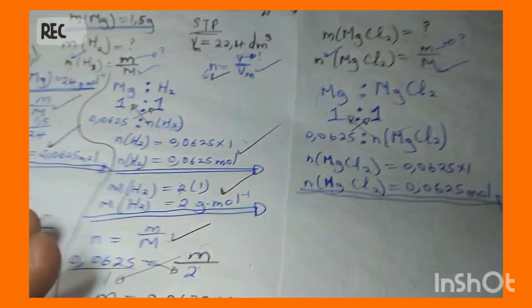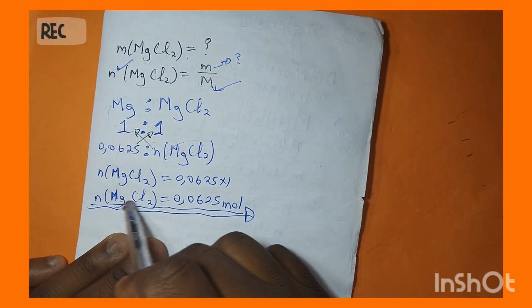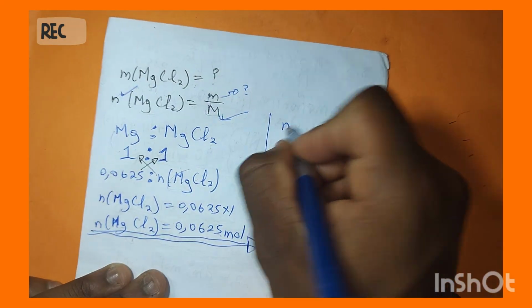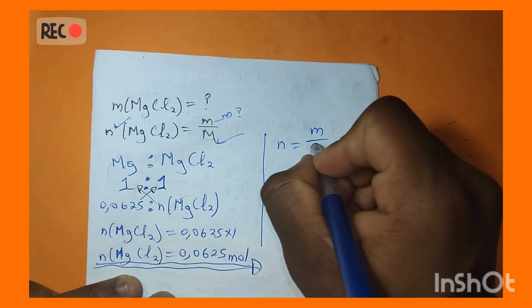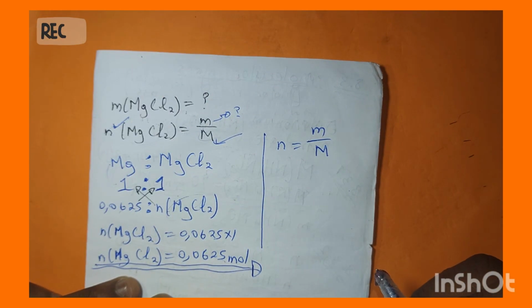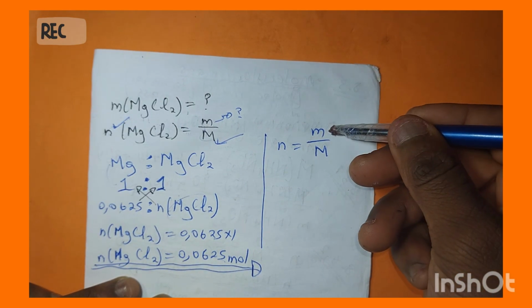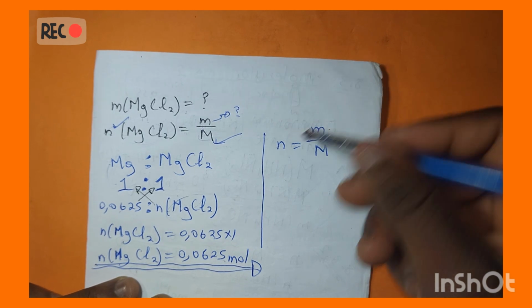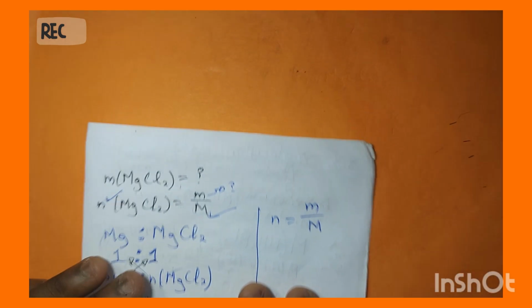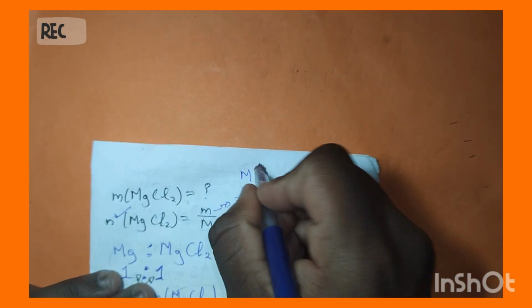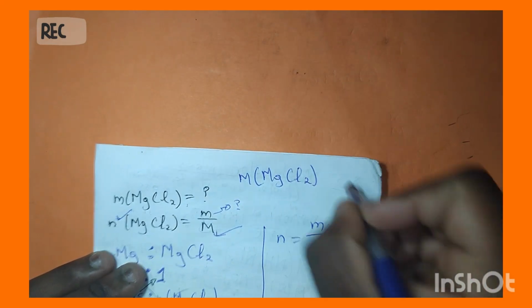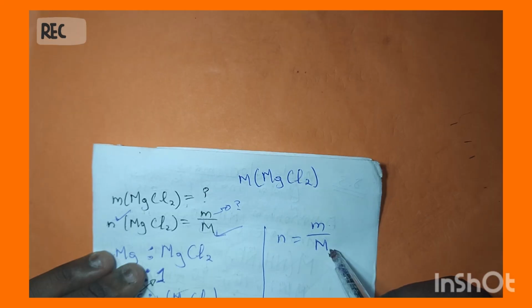Once I know the moles of this, it means I can apply that equation of n equals m over M, then substitute there to solve for my mass. Before I substitute, guys, here's another key thing: I should find the molar mass of MgCl2 there.